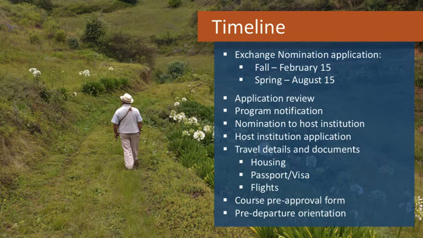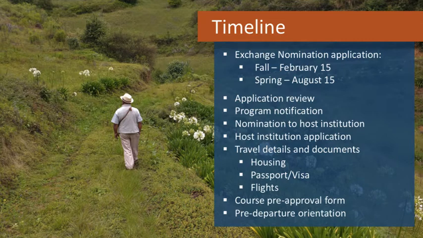For fall programs, that email is typically sent in early to mid-March, and for spring programs, that email is typically sent in early to mid-September. Then, after we collect everybody's responses, we start nominating to the host institution. And then the host institution contacts each student directly with the next steps, including information that they need from you in order to create a student account for you at that institution, how to apply for housing, and any other steps that you need to take to prepare for your exchange semester there.